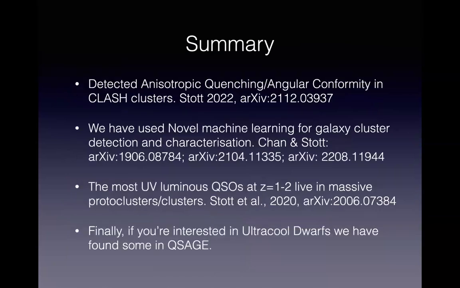Okay, I will leave all that there. So I've talked to you about three things: anisotropic quenching, machine learning to find galaxy clusters, and the fact that you can find high redshift galaxy clusters if you look at the most UV luminous quasars.